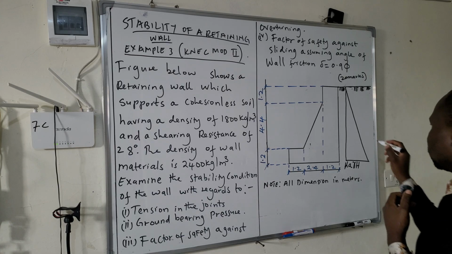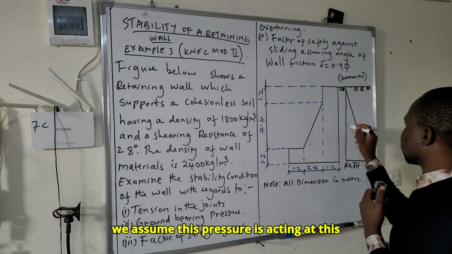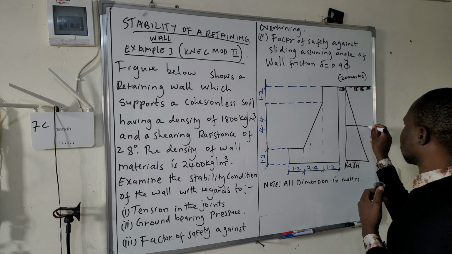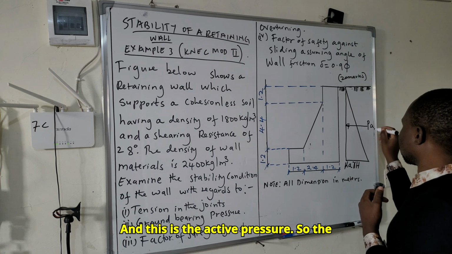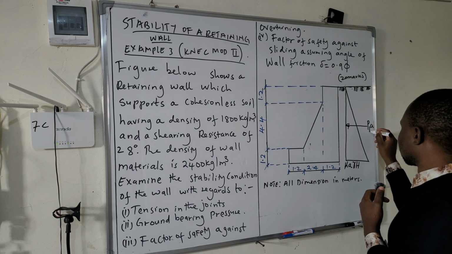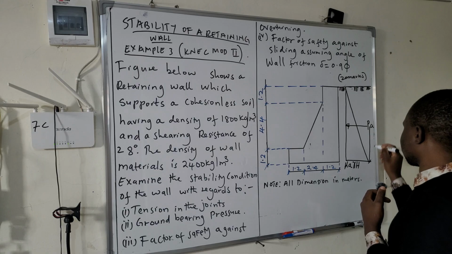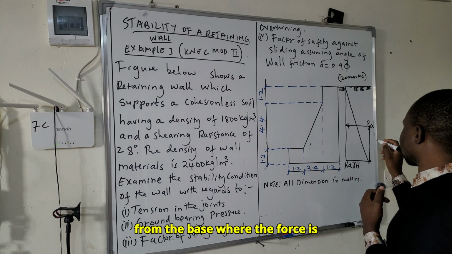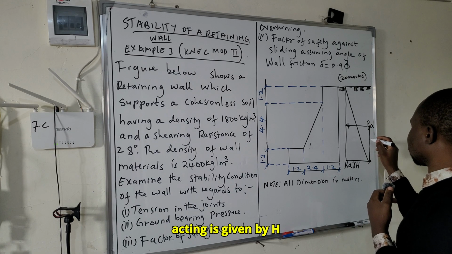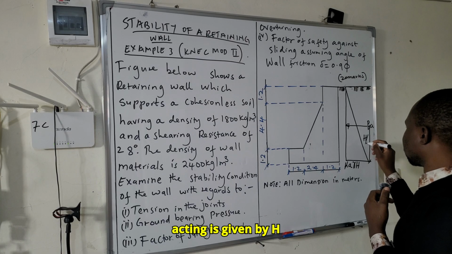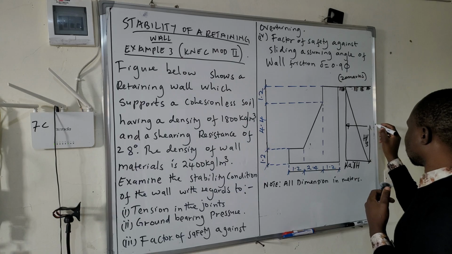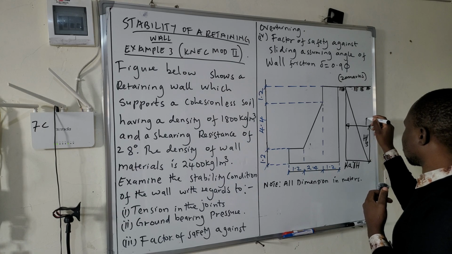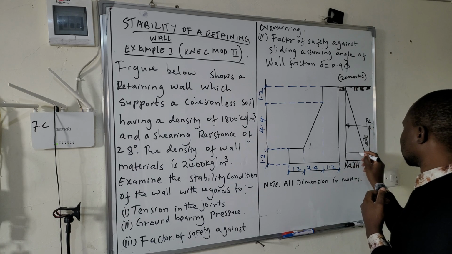Then we assume this pressure is acting at this point, and this is the active pressure. So the distance from the base to where the force is acting is given by H over 3 from the base.